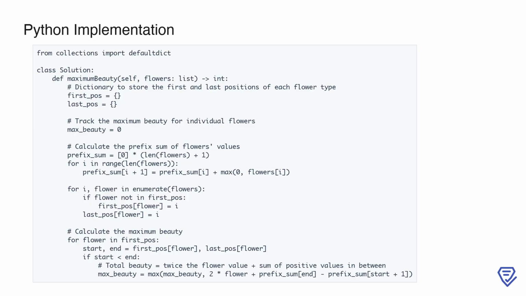We then loop through the flowers list again to update the first_pos and last_pos dictionaries. For each flower type, if it hasn't been seen before, we record its first occurrence in first_pos. Regardless, we update its last occurrence in last_pos, since encountering the flower again means the current index is its most recent position. This setup allows us to calculate the range of indices for each flower type, which is essential for determining its contribution to the garden's beauty.